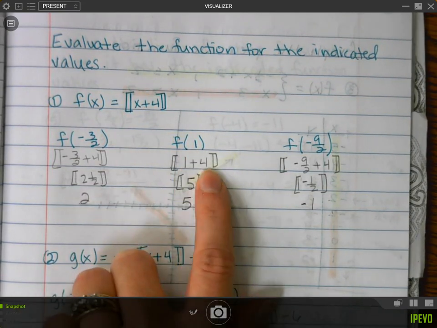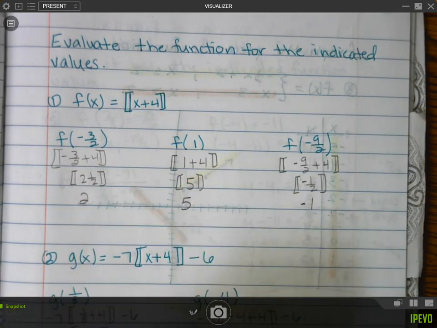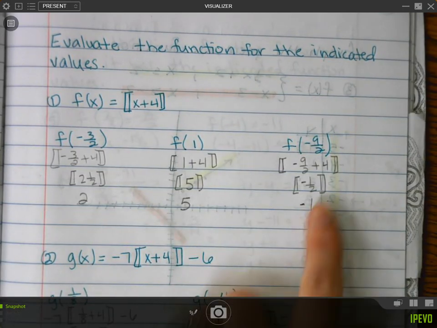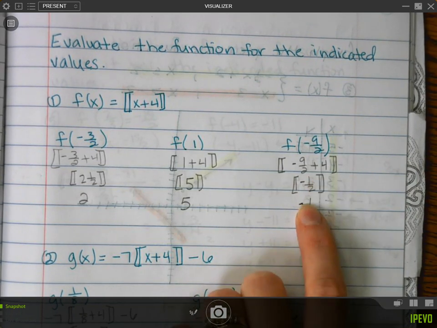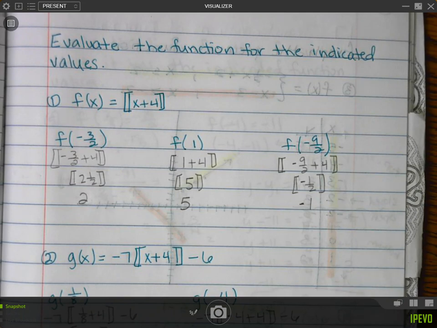Plug in a 1. 1 plus 4 is 5. Do the greatest integer, it's still 5. We put in a negative 9/2. Negative 9/2 plus 4 is negative 1/2. If we're going to take negative 1/2 and round down, it's going to go down to negative 1.